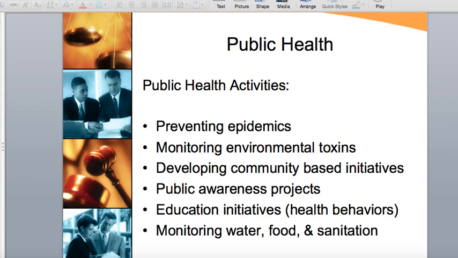As a reminder, when we're talking about public health activities, we're talking about a host of activities that is meant to improve overall public health. These activities can include preventing epidemics, monitoring environmental toxin, developing community-based initiatives, being involved in public awareness projects, education initiatives, as well as monitoring water, food, and sanitation. These are just some of the important tasks related to public health activities.